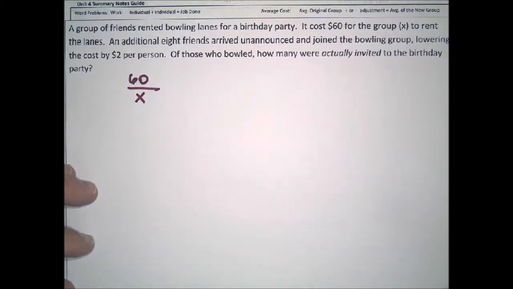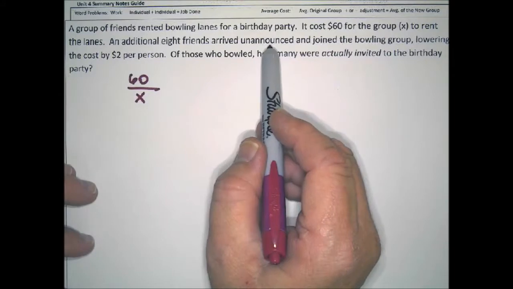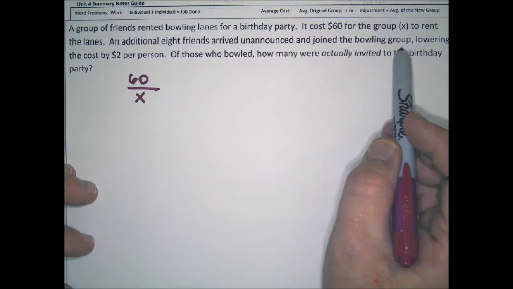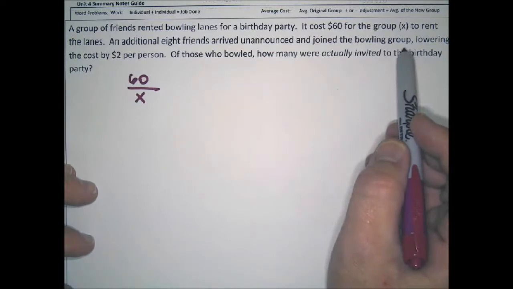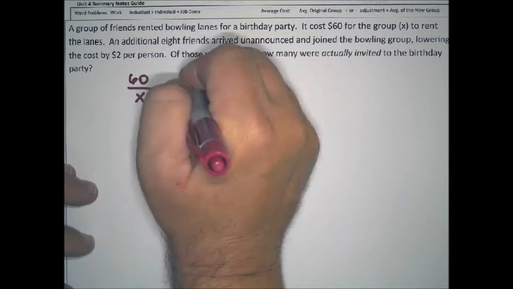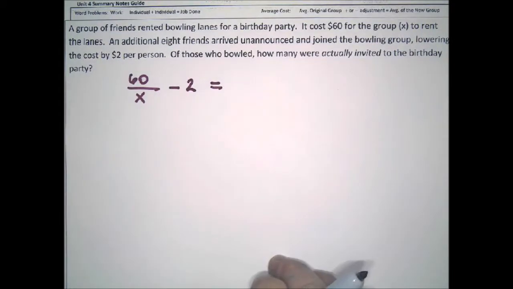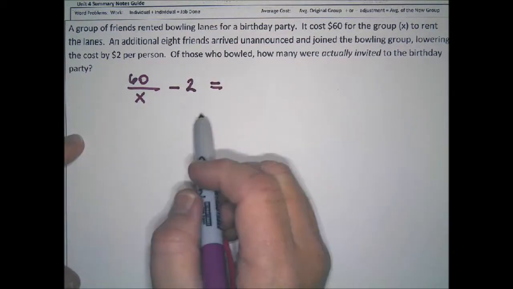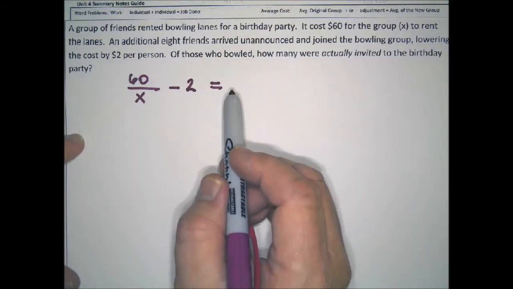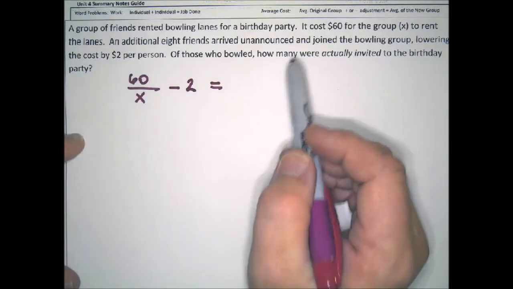But then something happened. 8 more friends arrived unannounced to the bowling alley and joined the group. Now what that did, they all paid their fair share, so it lowered the cost by $2 per person. So that's the left-hand side of the equation, or at least the way I taught it. Now the right-hand side of the equation is the new average cost, reflecting the fact that 8 more friends joined the group.